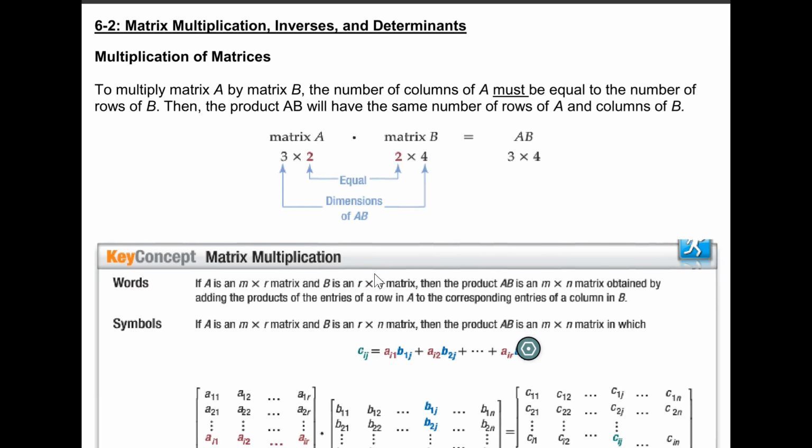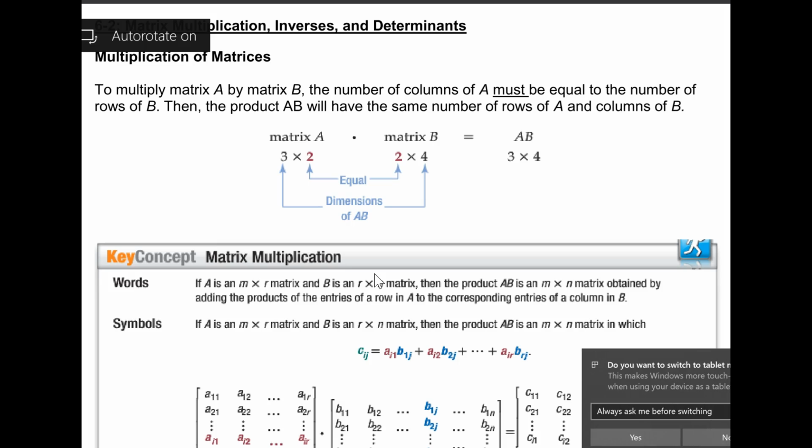Cool. So 6.2, matrix multiplication versus determinants. Let's see how much we can get through today. It'd be great. But there is a whole screencast of this already uploaded on Haiku, so that should be helpful.